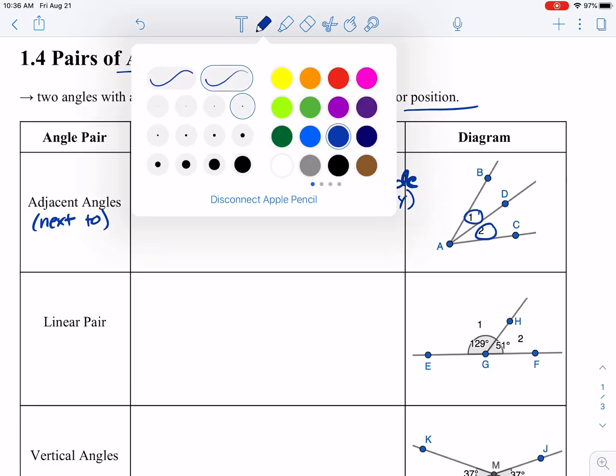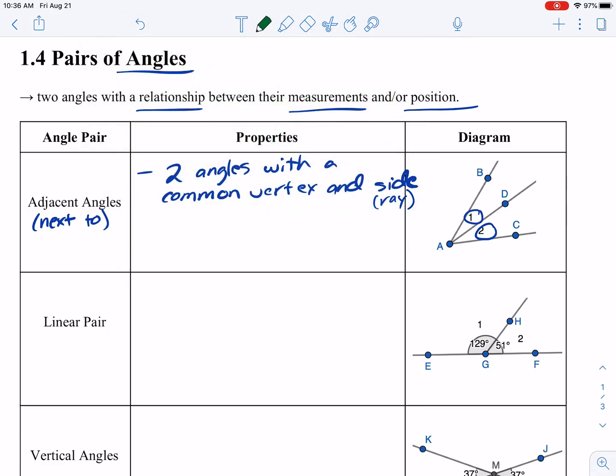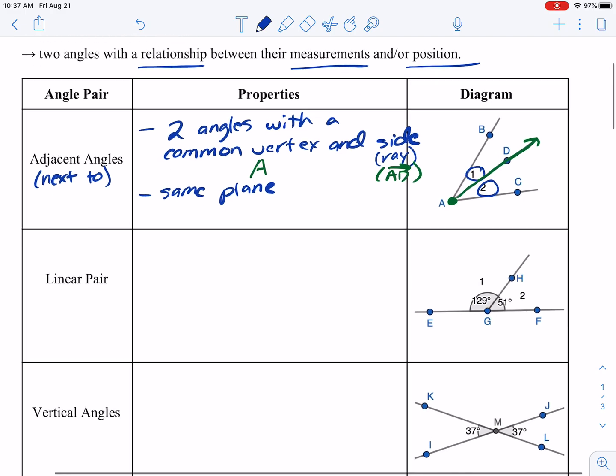So let's define both. The common vertex would be A. They both share A, angle 1 and angle 2. And then the common ray that they share would be ray AD. And remember, we name a ray with the endpoint first, followed by another point on that ray and one arrow above. They're always going to be in the same plane. And like we stated earlier, angle 1 and angle 2 would be our adjacent angles.